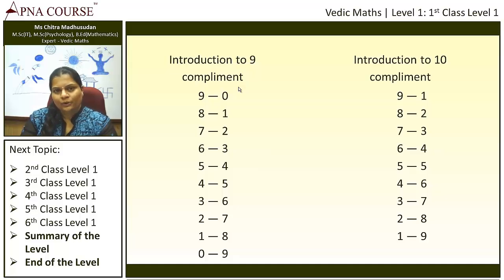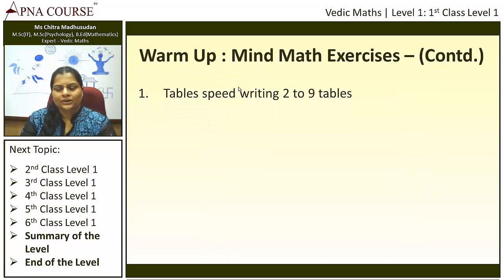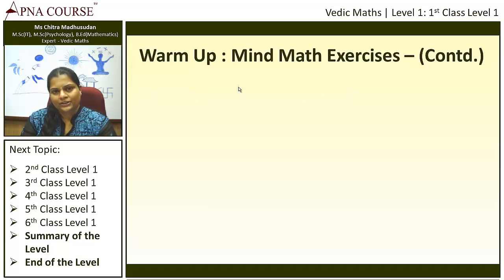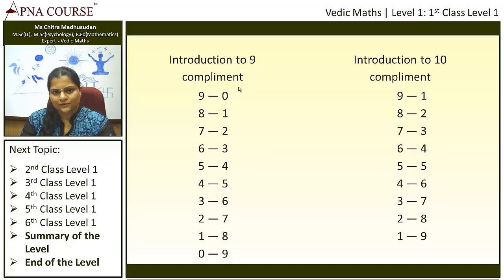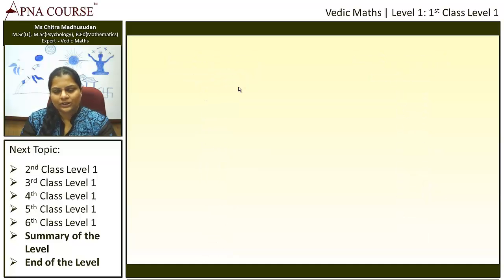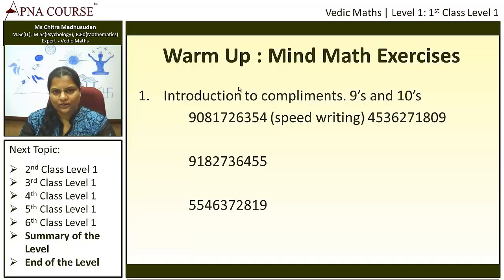And 10's complement. 10's complement is nothing but when a number is added to its complement of 10, it should return the value 10. For example, the complement of 9 is 1, 8 is 2, 7 is 3, 6 is 4, and 5 is 5. Similarly, 4 and 6, 3 and 7, 2 and 8, and 1 and 9. So the 10's complement can be written as 9182736455. This can also be written as a speed writing.